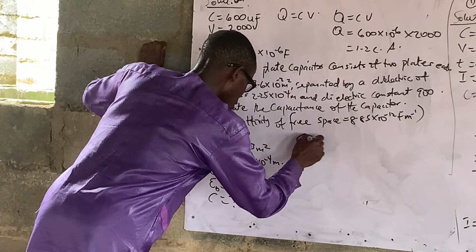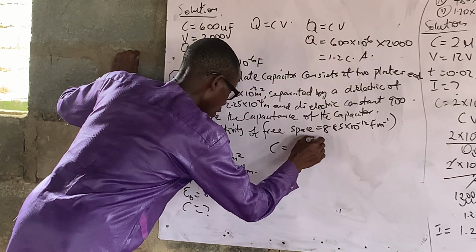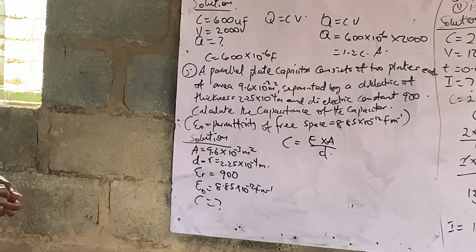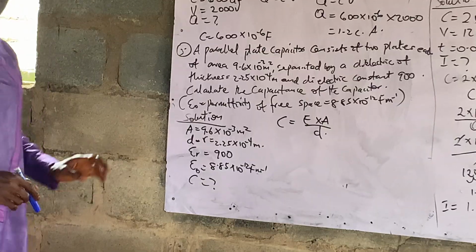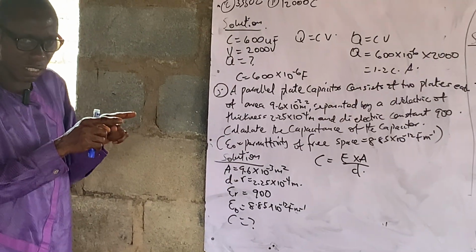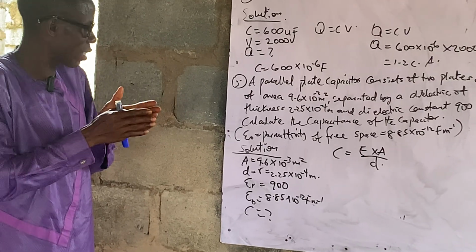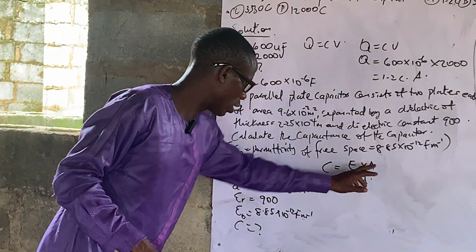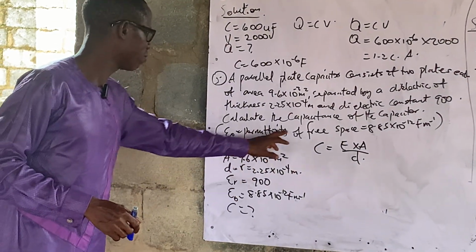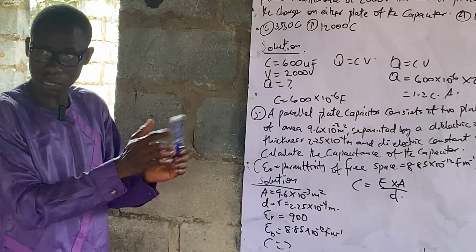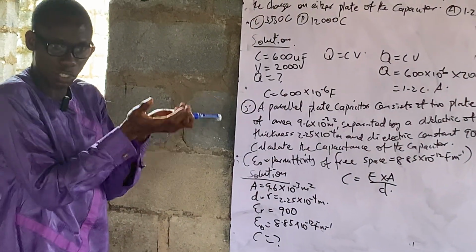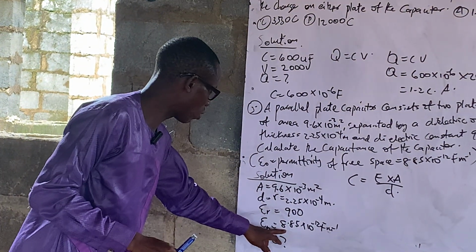The capacitance is always equal to EA over D, where E is the permittivity of this capacitor, and D is the distance, which is your thickness. The thickness is just the distance between them. So this is your area. But meanwhile, you can see that in this question, you are given the permittivity of the free space. It's the space between the two plates. So that space has a certain ability to permit. That's your permittivity of the free space.